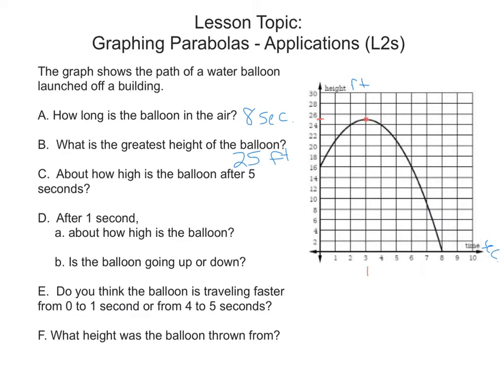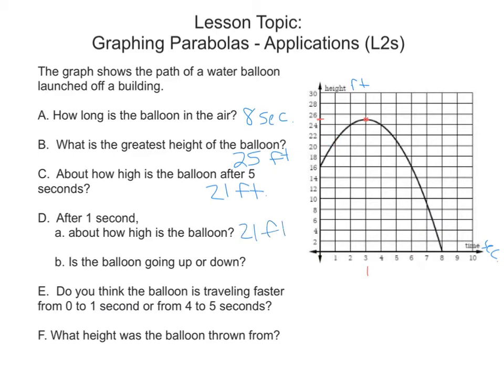All right, about how high is the balloon after 5 seconds? Well, here's 5 seconds in our time, and we look up here at the path of the balloon, and it's right here, which has a height of 21. So 21 feet is how high it is after 5 seconds. The next question, after 1 second, how high is the balloon? All right, so again, after 1 second, the balloon is also 21 feet.